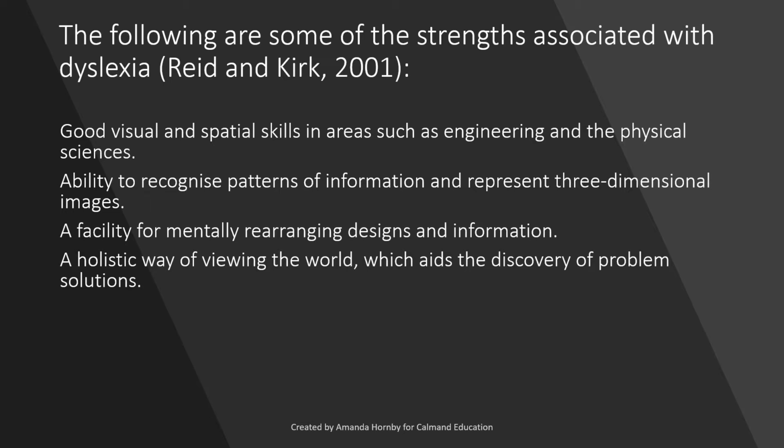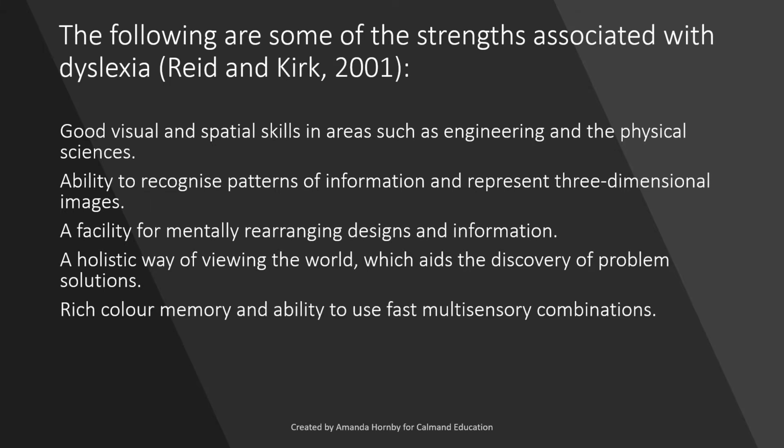You'll also find that dyslexic students will look at something and come up with a solution quicker than other people because they have a different way of thinking. They have a rich colour memory and the ability to use fast multisensory combinations. They're extremely creative with things like art, pottery, sewing, baking, that kind of thing. And they have excellent critical thinking skills.